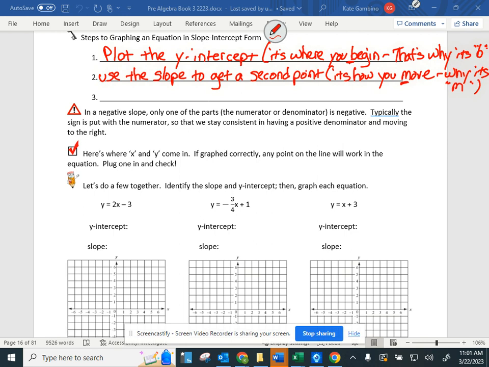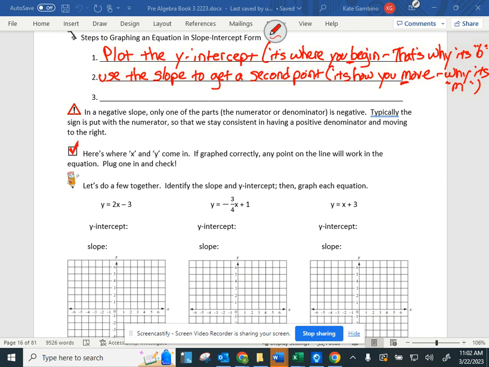First step, we begin with the y-intercept, so the y-intercept is the B in the equation. Then we move with the slope. You do your rise over your run. That's how we move across our graph. So that's why the M is the slope, because it tells us how we're moving.